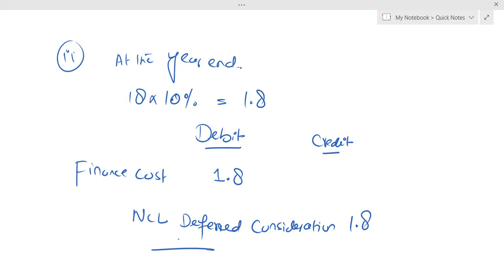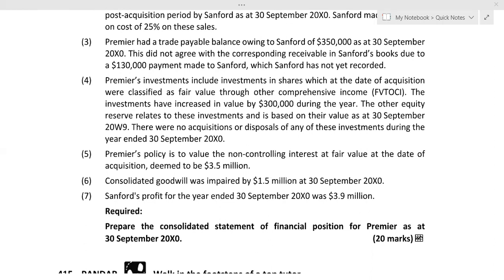So let me share a question from the past paper. Now we have become in a position where we should start discussing the past paper on consolidated SOFP, where we have parent and subsidiary only. Okay, students, let's discuss the entire question of consolidated SOFP. And after a few questions, we'll be solving the question on an Excel spreadsheet as well. Don't worry at all. Prepare the consolidated statement of financial position for Premier as at 30th September X0. 20 marks question.